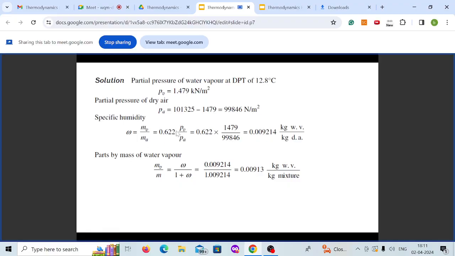So now we need to find out what amount of water is present in the total quantity of air. So mass of water vapor divided by the total mass. So if you see, mass is mv plus ma. So just rearranging using omega value, you will find out that mv by total mass is omega by 1 plus omega. So substituting that, we will find out this is equal to 0.00913 kg by kg of mixture.